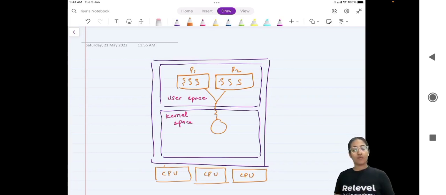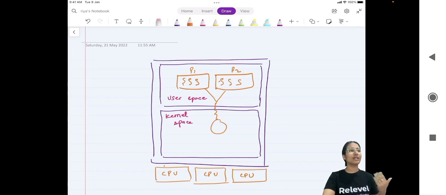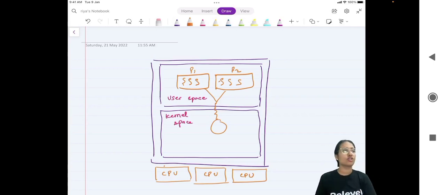So what happens is your user level threads are not recognized by the kernel. The operating system does not recognize the user level thread. User level threads can easily be implemented and are actually implemented by the user. If a user performs a blocking operation, the whole process is blocked.